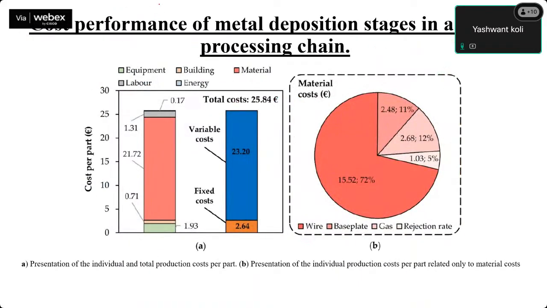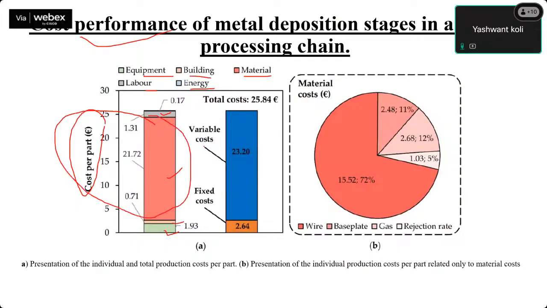So this is the output of the cost performance of metal deposition stages in the VAM processing chain. This green color shows the equipment cost, then building cost, material cost, labor and energy. All the cost is given in euros. So this is the equipment cost, this is building cost, this is material cost, and this is labor cost. So material cost is very expensive. You can see high amount of material cost.